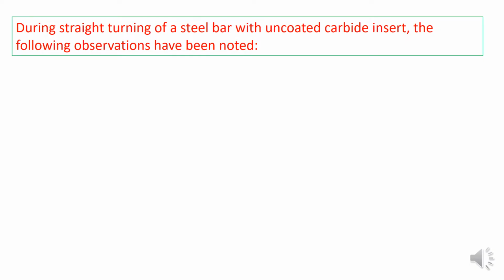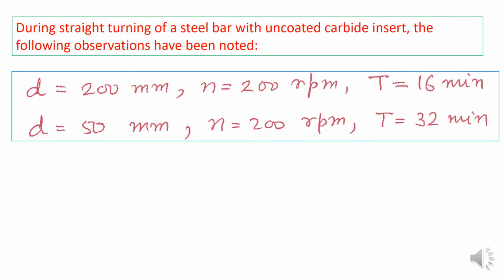A steel bar is being straight turned with uncoated carbide inserts and the following observations have been noted. There are two steel bars. One has a diameter of 200 millimeter, another has a diameter of 50 millimeter. Both of them are rotating at 200 RPM. In the first case, the observed tool life is 16 minutes. In the second case, the observed tool life is 32 minutes. This is the data that you have to utilize for solving the problem.